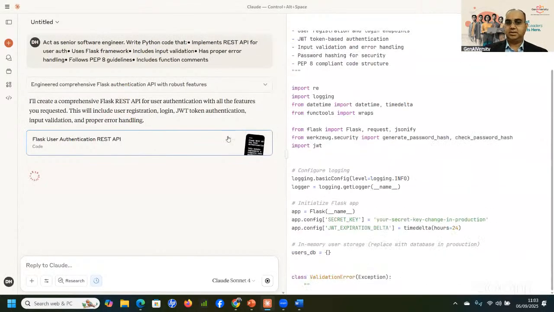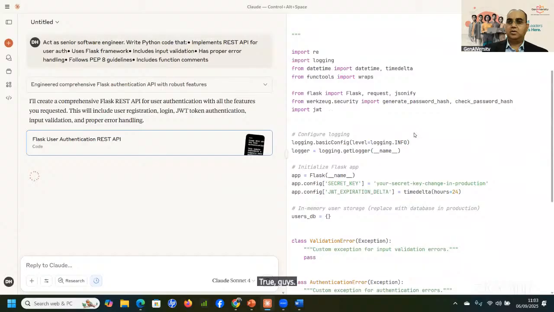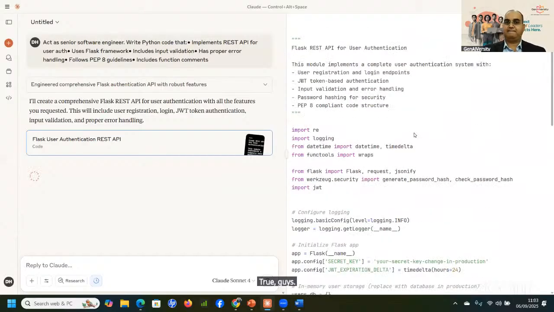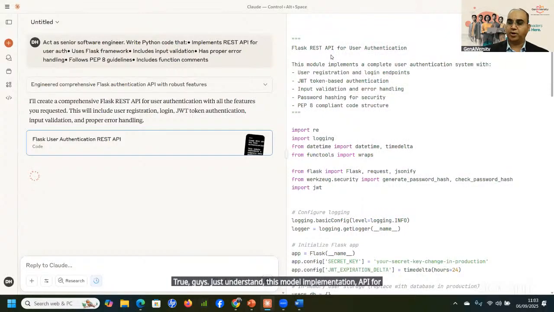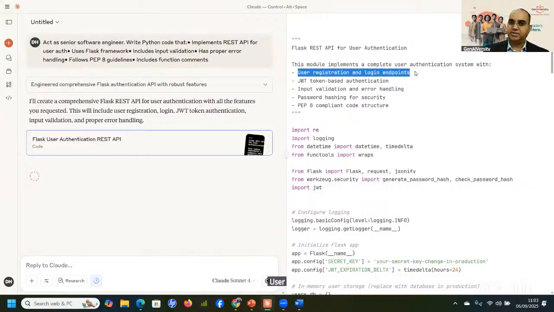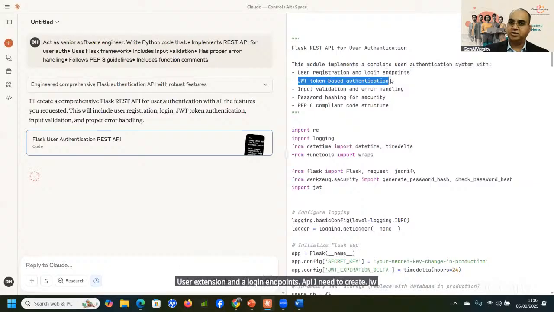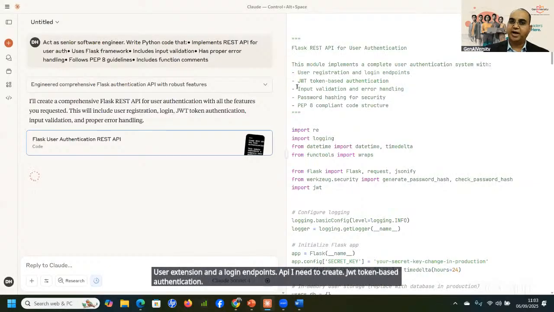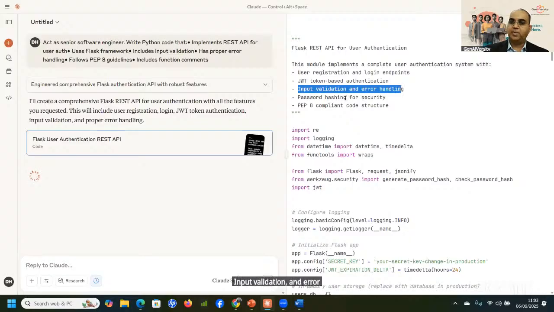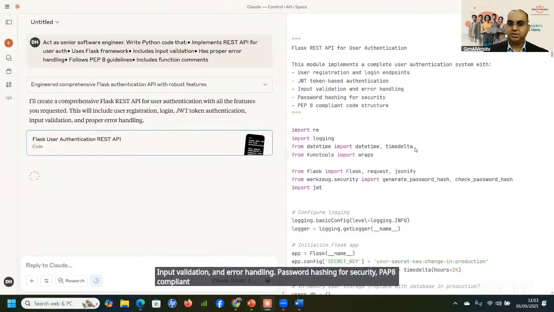So guys, just understand: this module implements an API for user authentication. That is the project, the code request I asked for. User registration and login endpoints, the APIs I need to create. JWT token based authentication. Input validation and error handling. Password hashing for security. PEP 8 compliant code structure.